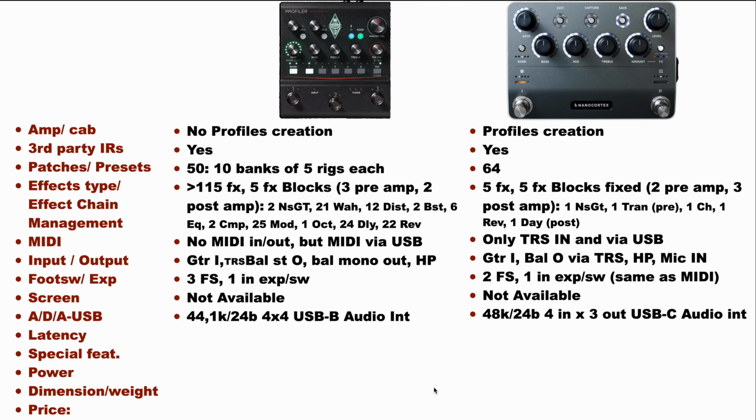In terms of ADA conversion and USB connectivity, the Kemper offers a 4x4 USB-B audio interface at 44.1 kHz and 24 bits. The Nano has a 48 kHz and 24 bits 4x3 channels USB-C audio interface. So here I prefer the Nano as it has a USB connection that is more user-friendly than the Kemper as it is reversible. Furthermore, via USB-C you can also power up the unit, which is very handy. Finally, the Nano offers 48 kHz where the Kemper is limited to 44.1.